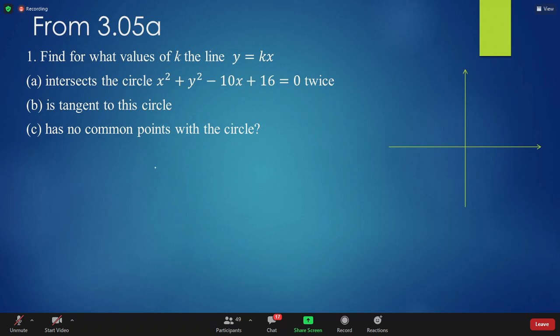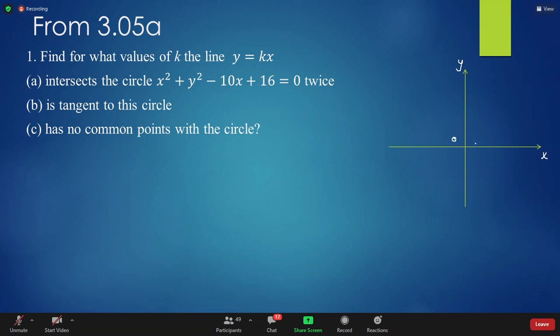In this case, if we look at this first exercise, line y equals kx. If it's simply the equation of a line, we understand that this line passes through the origin in the system of coordinates. If x is 0, y is 0, doesn't matter what the k value is.